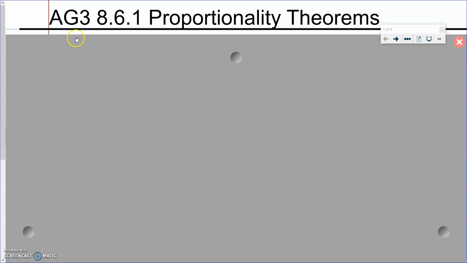Welcome back. This is AG3, Chapter 8, Section 6. We're looking at proportionality theorems.